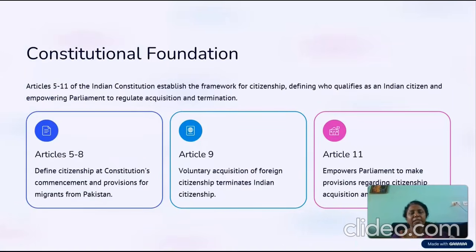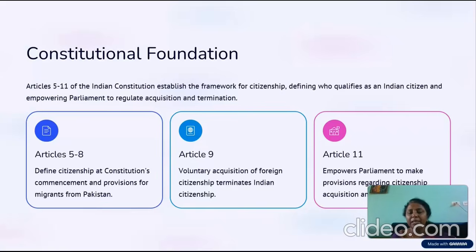When we look at the constitution, what it says about Indian citizenship is that Articles 5 to 11 deal with citizenship, defining who qualifies as an Indian citizen and empowering the Parliament to regulate the acquisition of Indian citizenship and also its termination. Articles 5 to 8 define citizenship at the constitution's commencement and provisions for migrants from Pakistan. Then Article 9 talks about the voluntary acquisition of foreign citizenship, which terminates Indian citizenship.